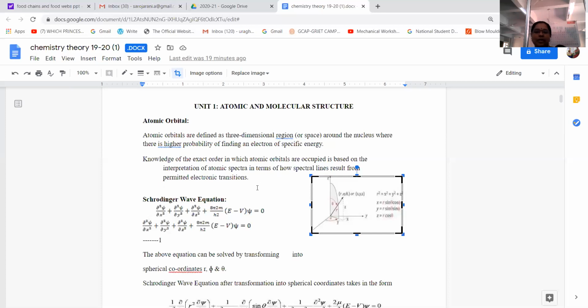Right? So you know, in the case of electron transitions, some of them are permitted, some of them are forbidden. So only a few of them are permitted. That itself gives an idea about these atomic orbitals. So in order to have a view or idea about atomic orbitals, please look at this diagram.